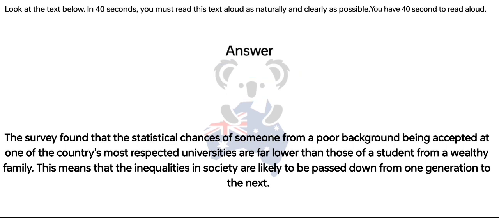The survey found that the statistical chances of someone from a poor background being accepted at one of the country's most respected universities are far lower than those of a student from a wealthy family. This means that the inequalities in society are likely to be passed down from one generation to the next.